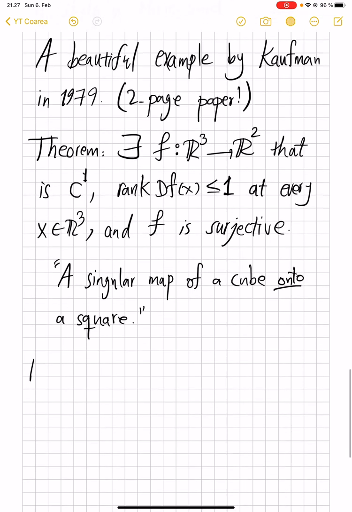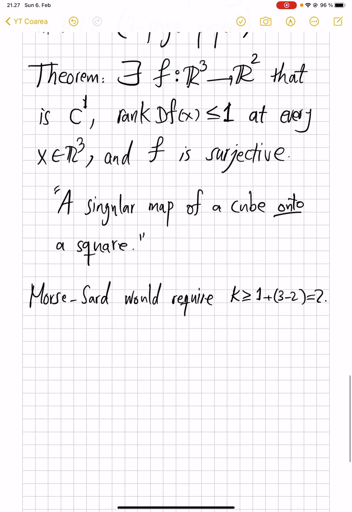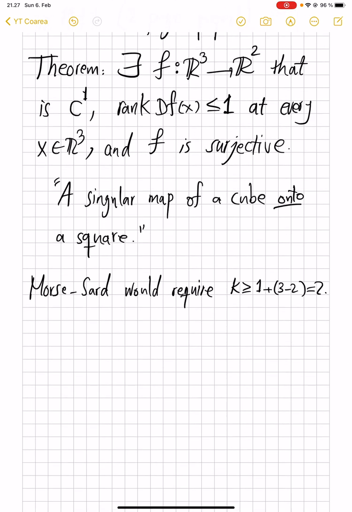So a Morse-Sard here would have required k at least 1 plus 3 minus 2, which is 2. So with C2 you cannot make this example, with C1 you can. And that shows sharpness of the C^k assumption in the clearest way possible, in a very compelling way. Okay, so we cannot expect that approach to work because it already fails for C1 maps.